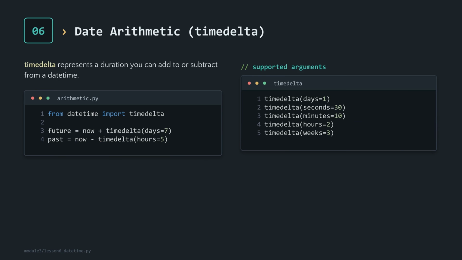Match them precisely. Here's where timedelta earns its keep. It represents a duration you can add to or subtract from a datetime. On the left, we compute a future date by adding 7 days to now, and a past one by subtracting 5 hours. On the right, you can see the arguments it accepts: days, seconds, minutes, hours, even weeks. Mix them however you like to shift a datetime forward or backward.